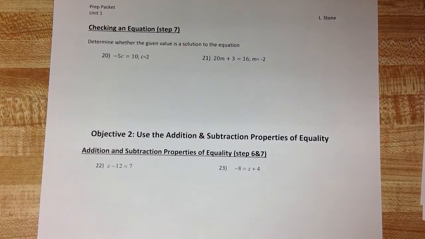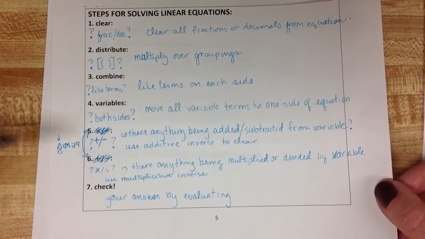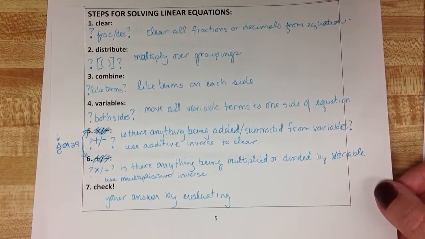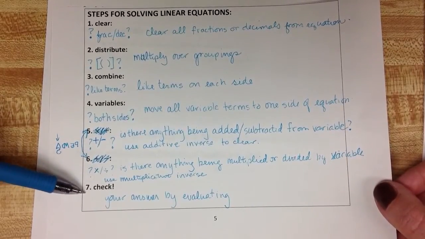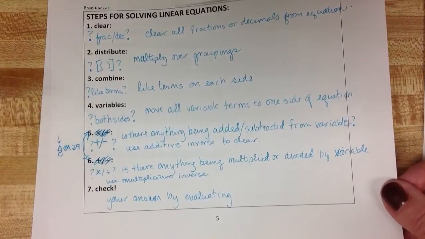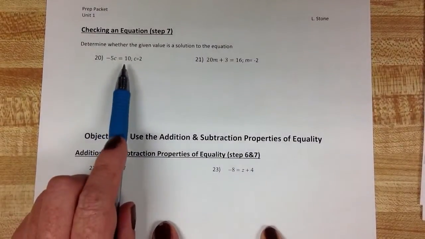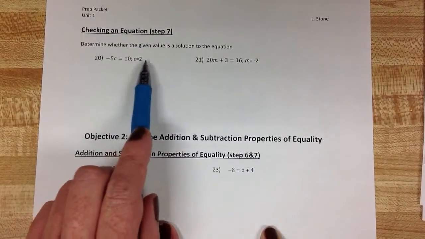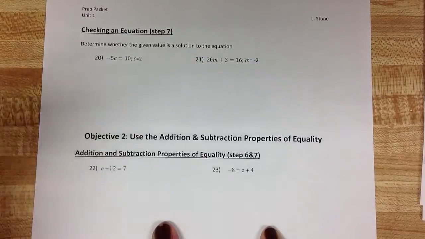To apply these different steps for solving equations, we're going to be working through the steps backwards. Remember, our seventh step was to check an answer by evaluation. So that's the first skill we're going to cover today: how do you check an answer in an equation? This is going to look very much like what we did in evaluating expressions.